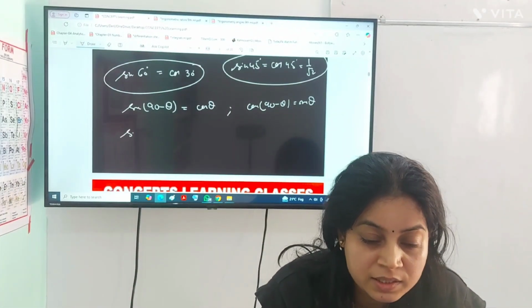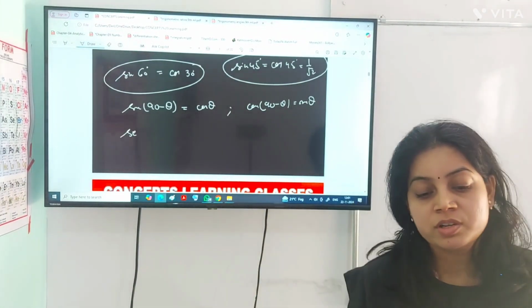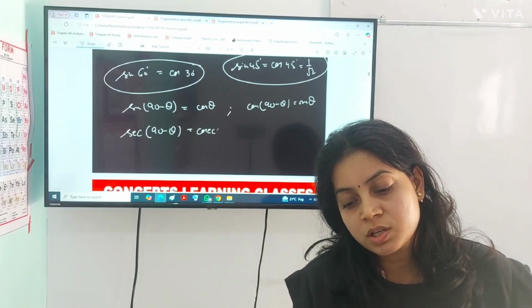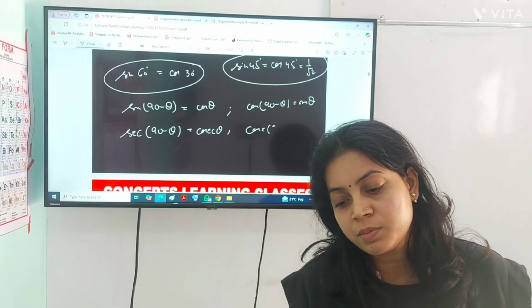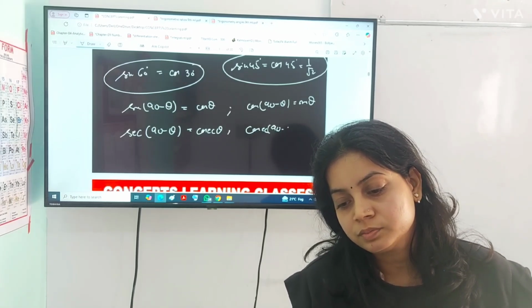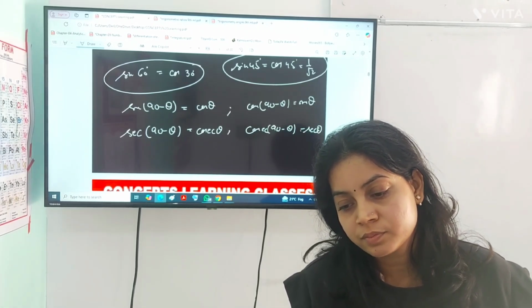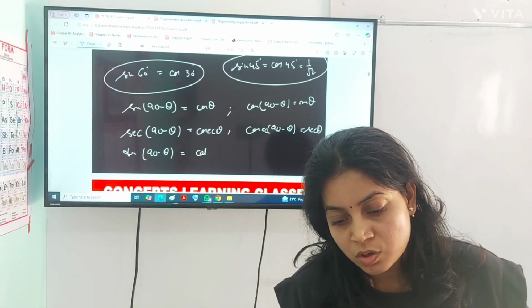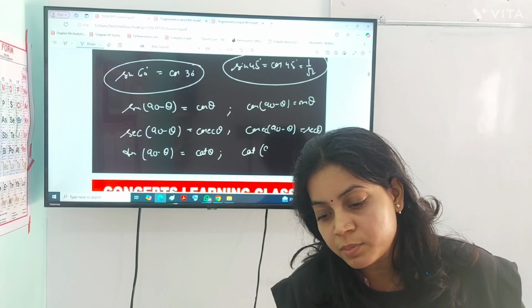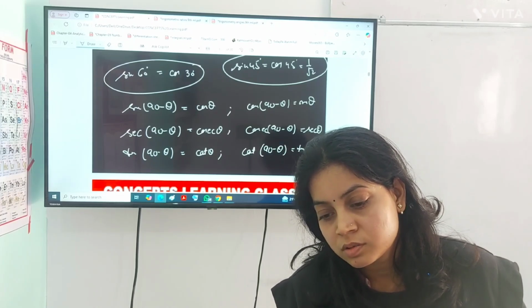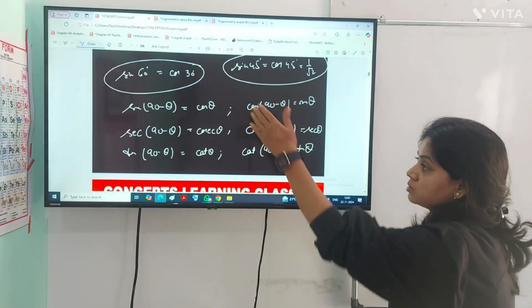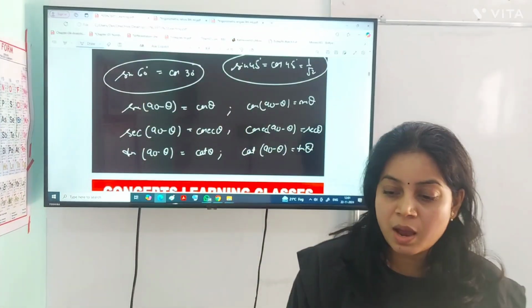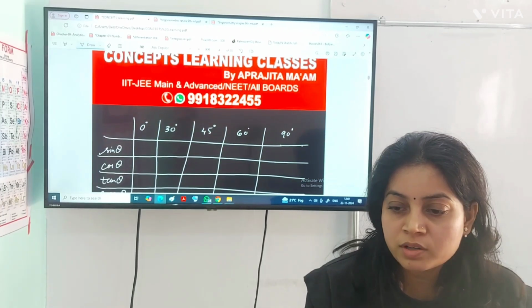Sin and cos are complementary. Similarly, sec theta and cosec theta are also complementary. So sec of 90 minus theta is cosec theta, and similarly cosec of 90 minus theta is sec theta, and tan of 90 minus theta is cot theta, and cot of 90 minus theta is tan theta. So these are just the complementary angles. You can just write sin of 90 minus theta is cos theta.